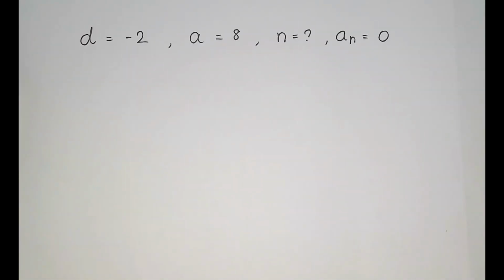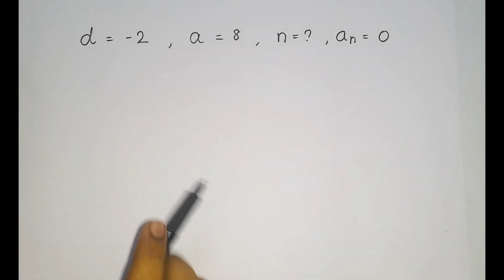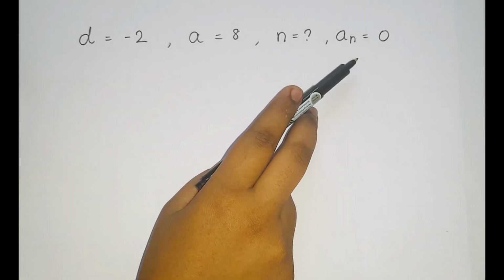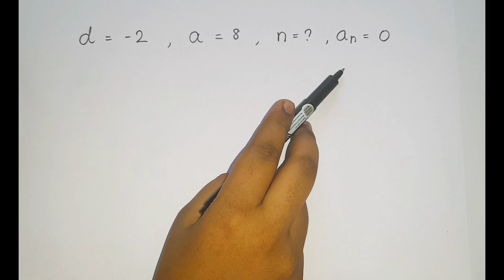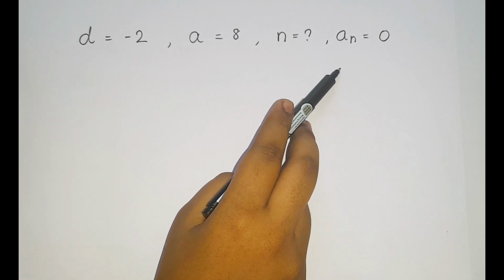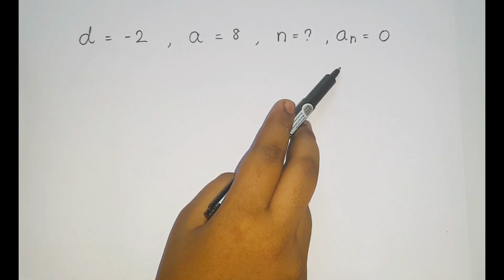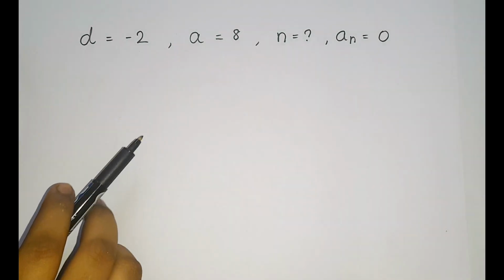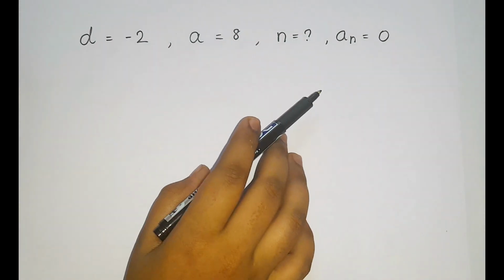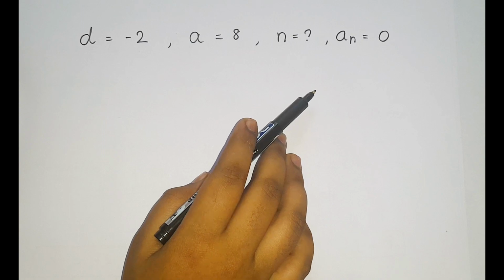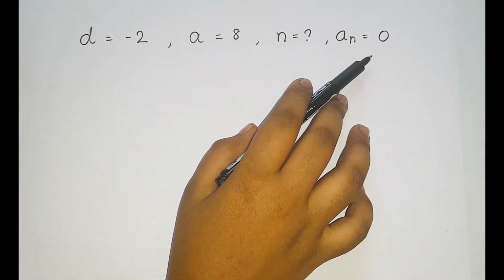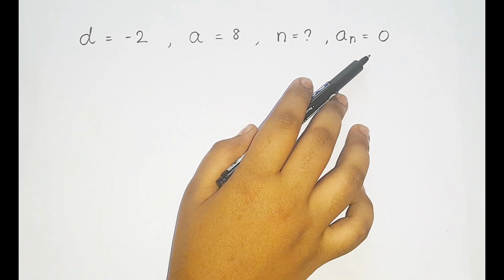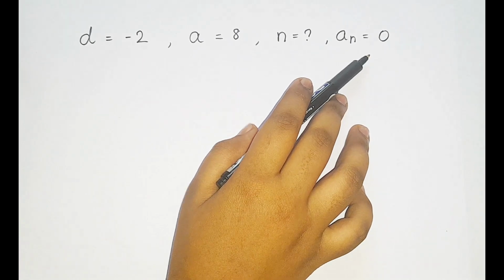So here the question is, how did I take a n as 0? Remember guys, whenever we don't have a term for a particular number, we take that as a n. I hope you guys can understand. So here we have 0, right? We don't know in which term we'll get 0, so we are supposed to take that number as a n.